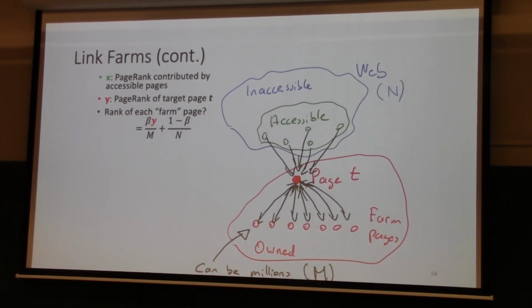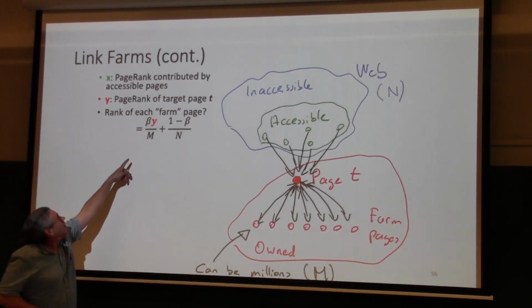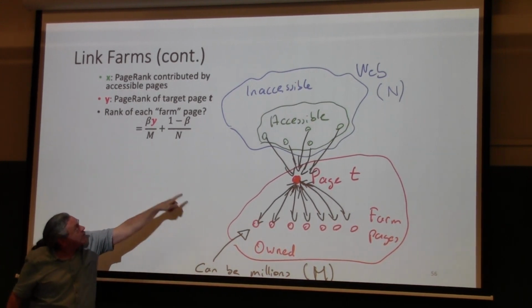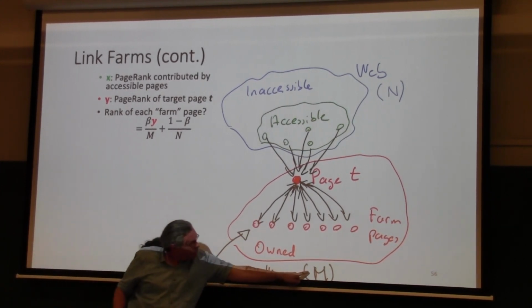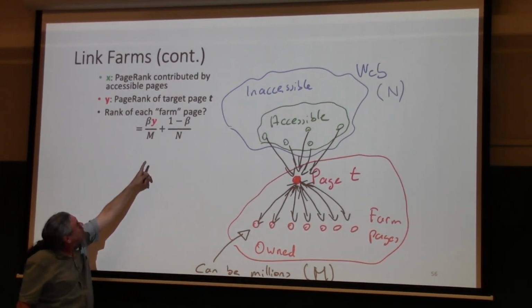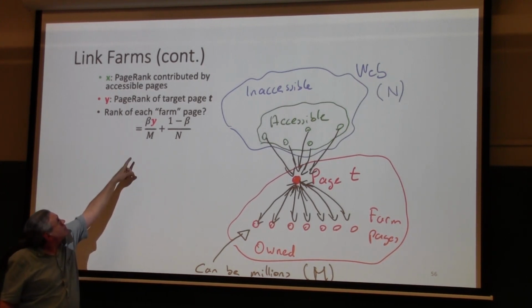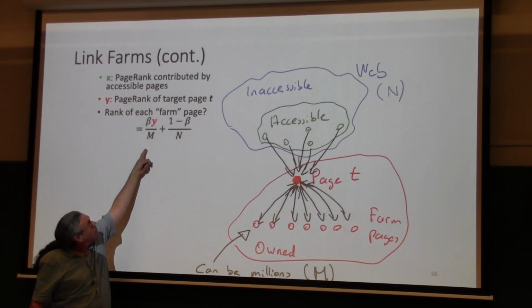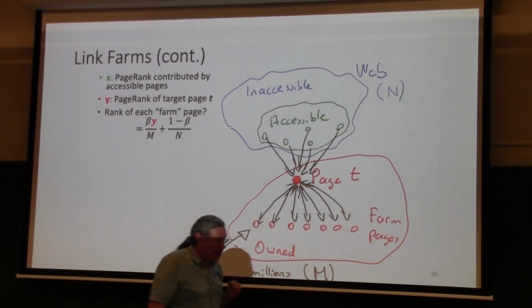So it's like this. Each farm page has this rank. y is the rank of the target page, so each farm page gets beta y over m plus 1 minus beta over n. See that? So it's the page rank coming from T and the teleportation rank. Okay?